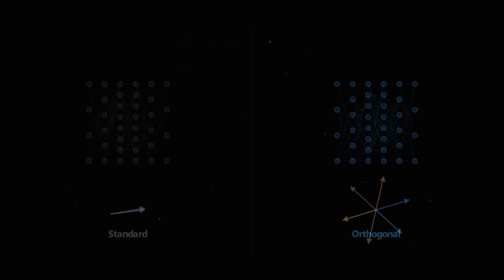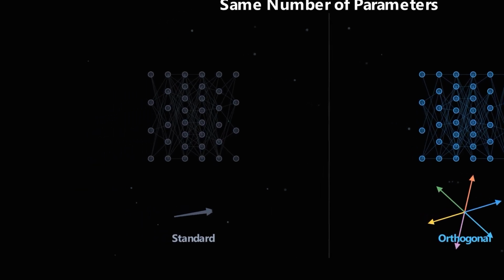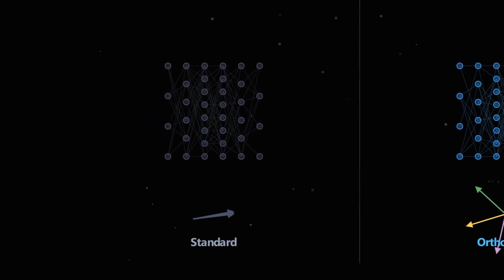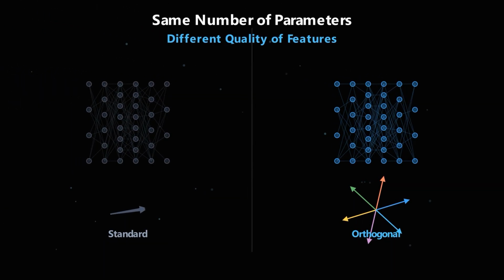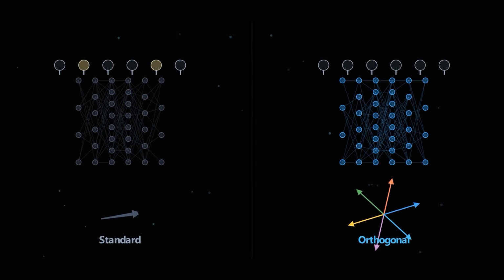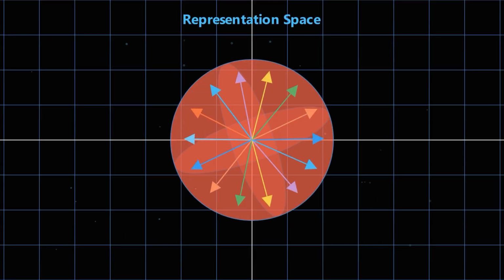Notice something remarkable. We didn't add a single new parameter. We didn't make the transformer larger. We didn't increase the computational cost. The only thing we changed was the relationship between the learned features. Instead of repeatedly looking in the same direction, every neuron now explores a different part of the representation space. The result is a richer understanding of the data using exactly the same model size.